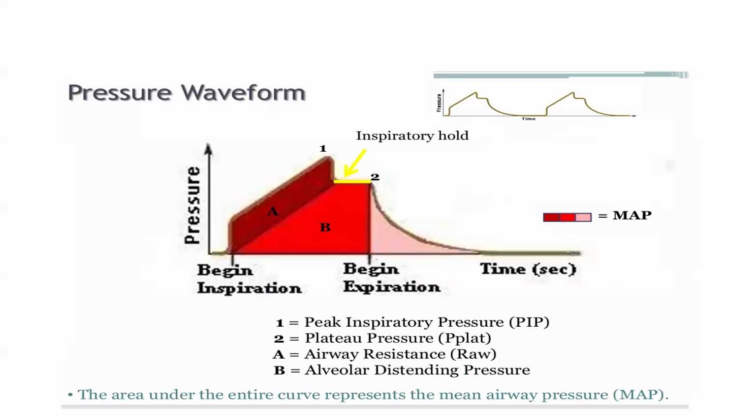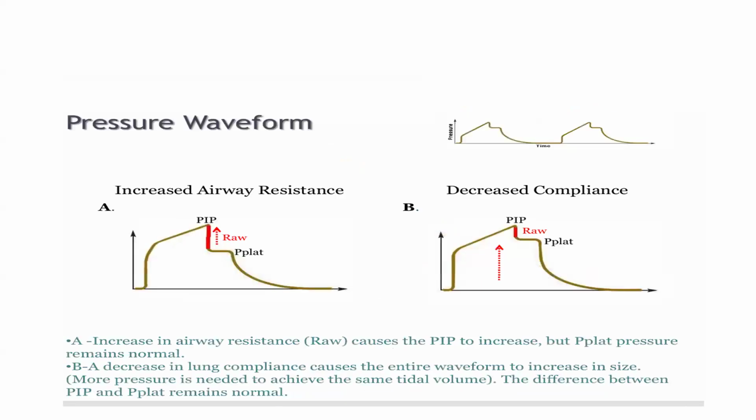Now the pressure waveform is represented like this. Number one is the peak inspiratory pressure. Number two is the plateau pressure. A is airway resistance and B is alveolar distending pressure. Now in the diagrams, diagram A is representative of increased airway resistance causing the peak inspiratory pressure to increase, but the plateau pressure remains normal. Diagram B is representative of a decrease in lung compliance, which causes the entire waveform to increase in size. So the difference between the peak and the plateau pressure is the airway resistance.